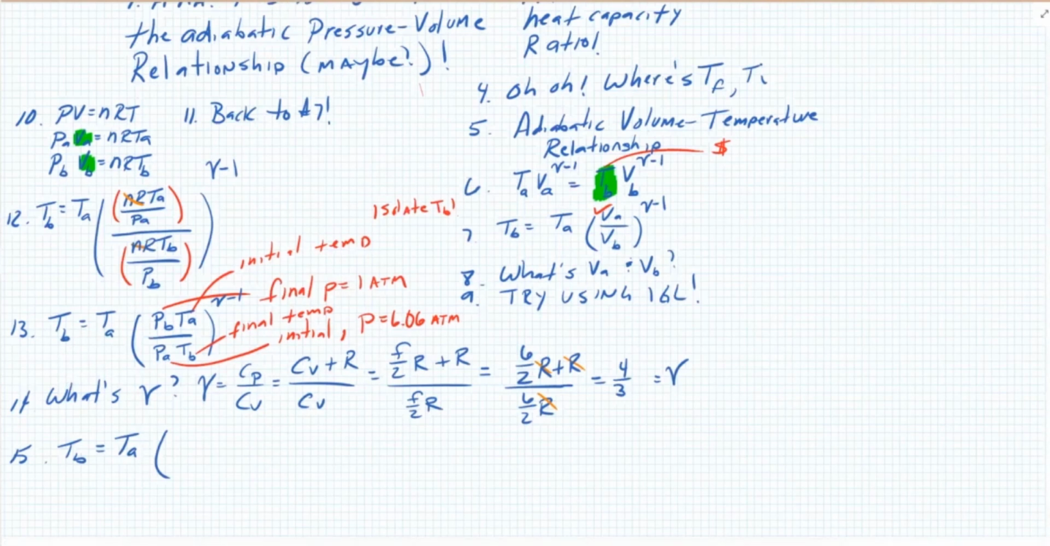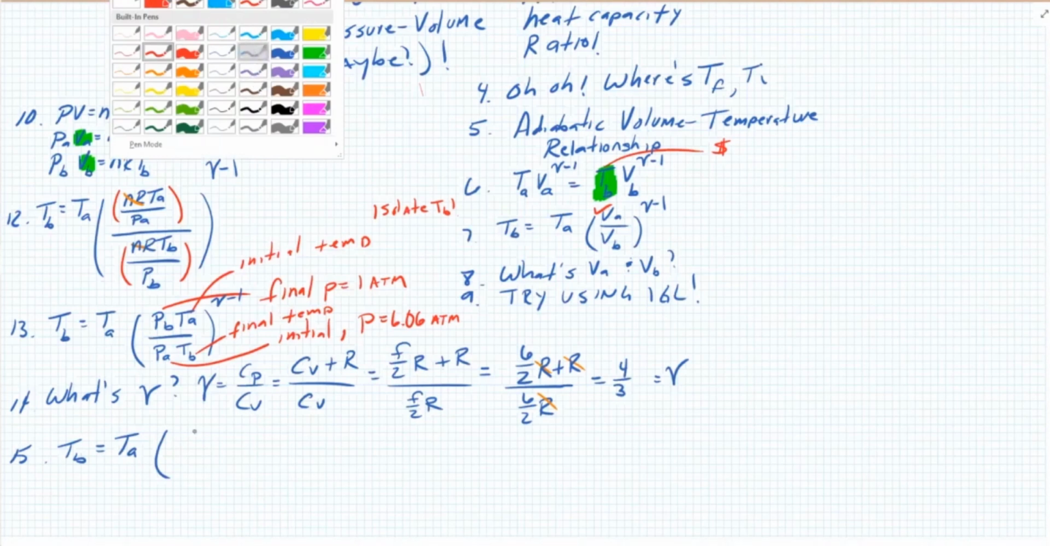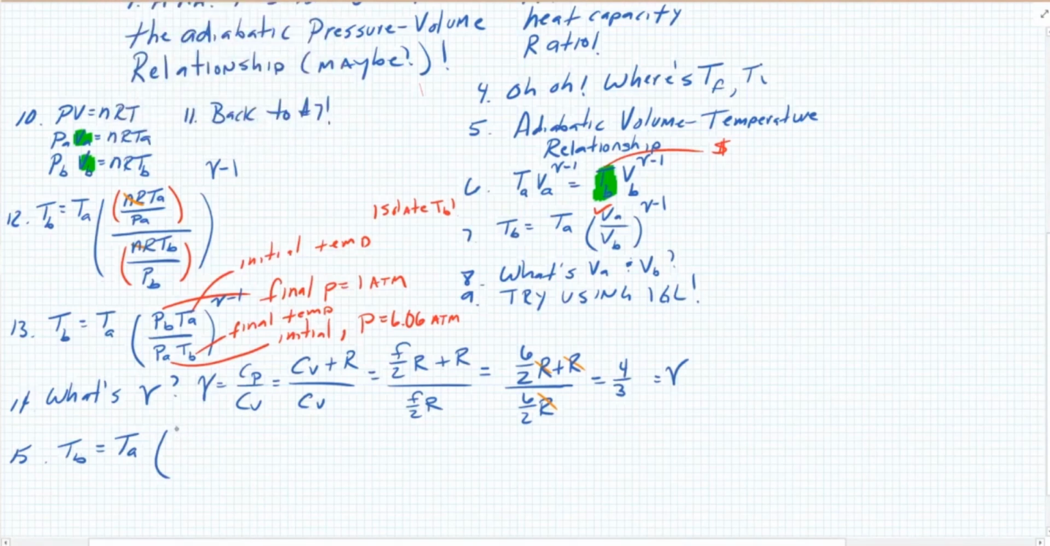TB equals TA times PB times TA all over PA times TB. And gamma minus 1 is going to be 1/3. Not 1/2, 1/3. Gamma minus 1 equals 4/3 minus 1 equals 1/3. So I'm just going to write that 1/3 there.